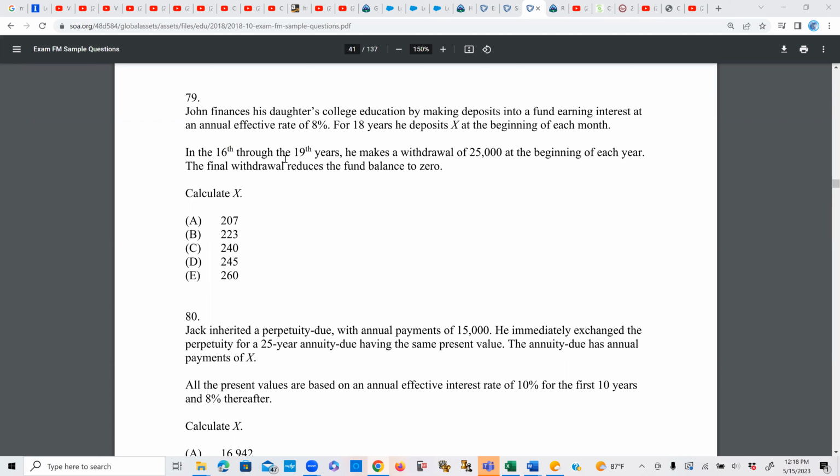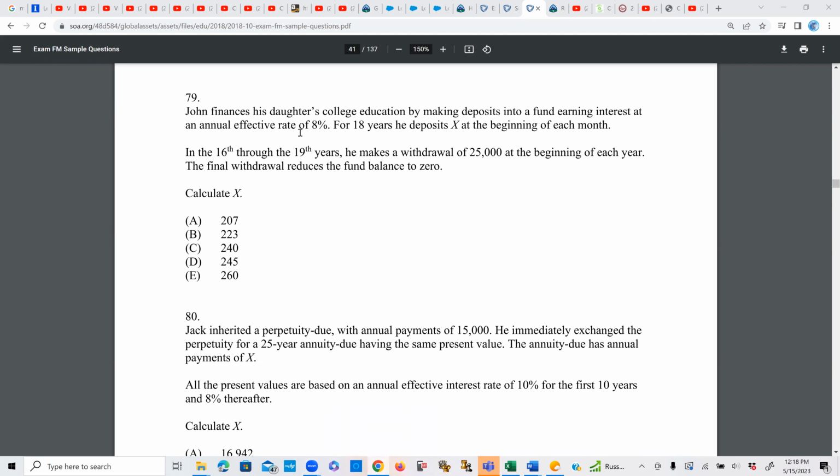Calculate X. Now, if the final withdrawal reduces the fund balance to zero, what that means is that the value of the deposits at any time equals the value of the withdrawals at any time. And we can choose any common time that we like. So let's first write this information down.